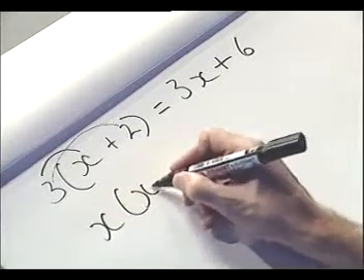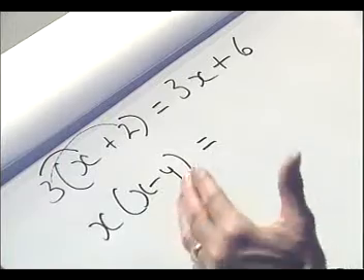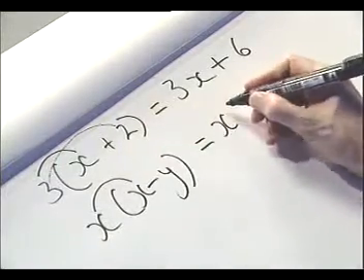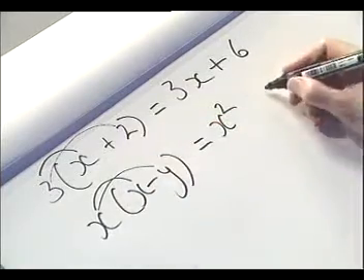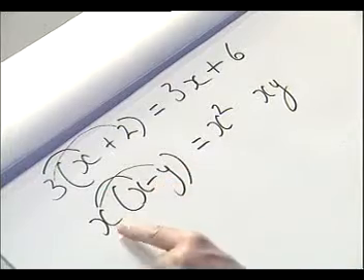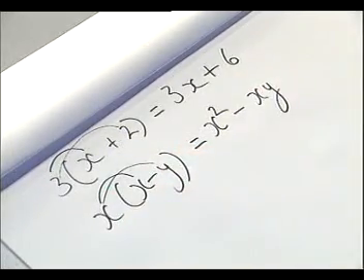x times x minus y. Everything inside must be multiplied by what is outside. So with x times by x, x squared. x times by y is xy, but we are taking the y away. So we've got x times by minus y is going to give us minus xy.